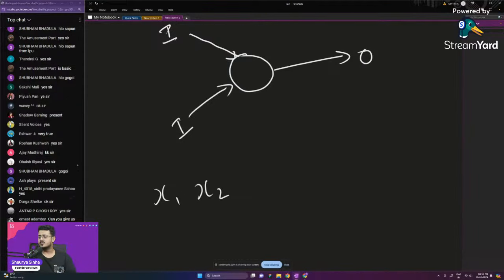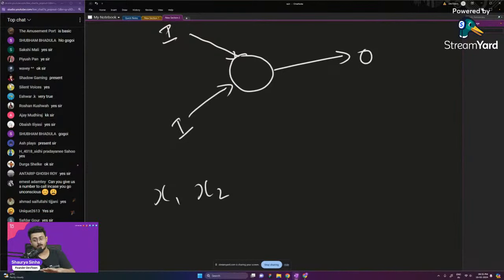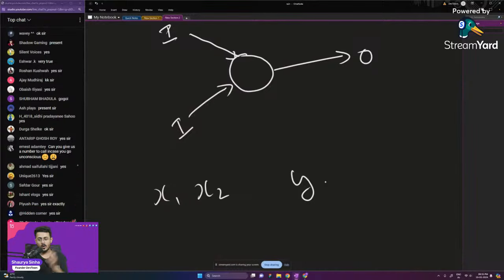Okay, so let's move on from right over there. Let's say that we have two inputs, x1 and x2. These are the two inputs that we are getting. We have an output, let's say y. Y is our output right over here.